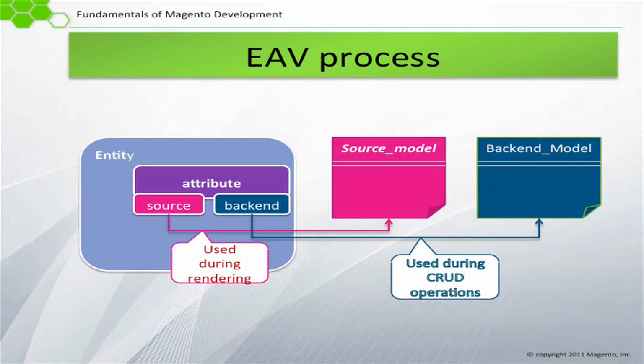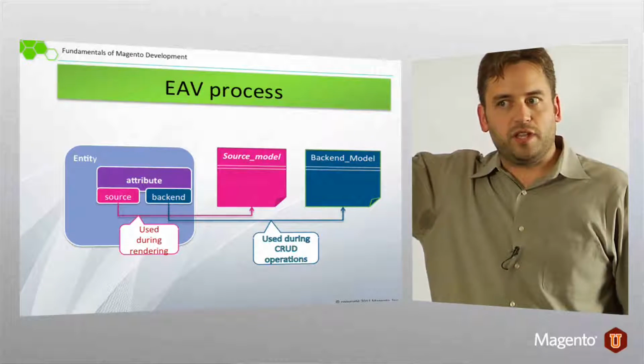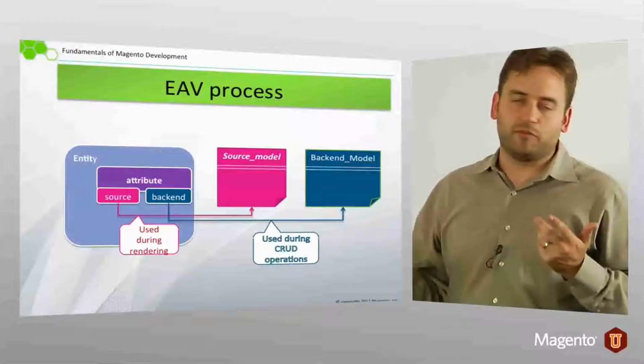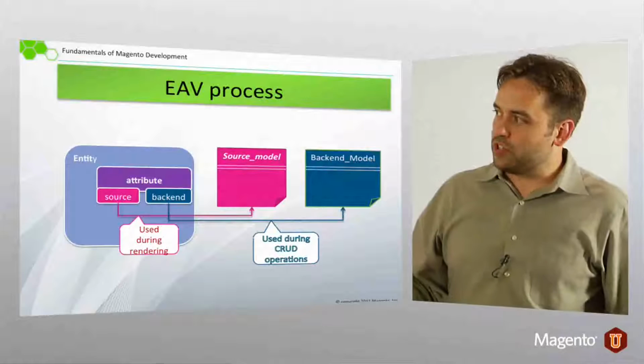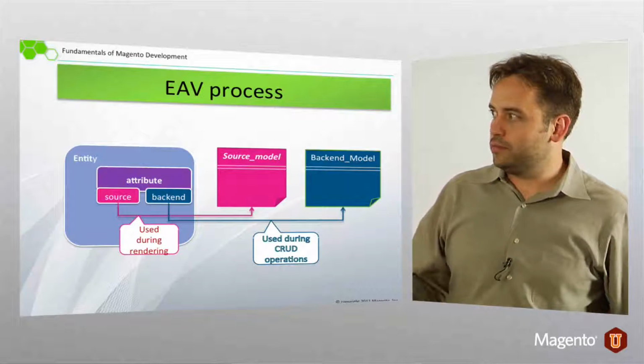Now, EAV process. So what does this all mean when it comes time to either gather or store information or options? In the context of the entity, we get the attribute model. For each entity in EAV, we have access to the attribute model, and that model is very complex. It has source, backend, and front end. The source is used for rendering options. The backend is used for storage.